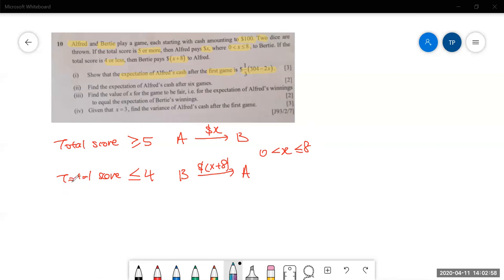Now we want to find the expectation of Alfred's cash. So for two dice, what different scores can you get here? Minimally is 2, maximum is 12. Make sense? Because 2 dice cannot be 0 or 1, because the lowest for both dice is 1 and 1. So it's 2, 3, 4, 5, 6, 7, 8, 9, 10, 11, 12. So to find the expectation of Alfred's cash, we have to define a random variable first. So what is the random variable here?